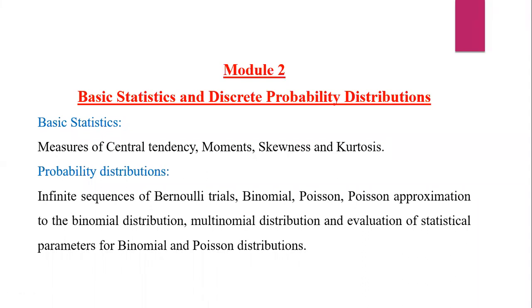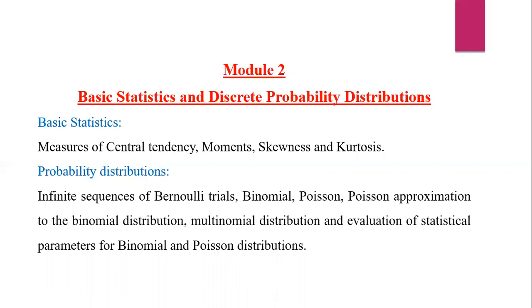Friends, now we'll move to the second module, that is basic statistics and probability distribution. In this one, we'll learn about the measures of central tendency, moments, skewness, and kurtosis, as well as some probability distributions too: infinite sequence of Bernoulli trials, binomial, Poisson, and Poisson approximation to the binomial distribution, also multinomial distribution, and evaluation of statistical parameters for binomial and Poisson distribution.